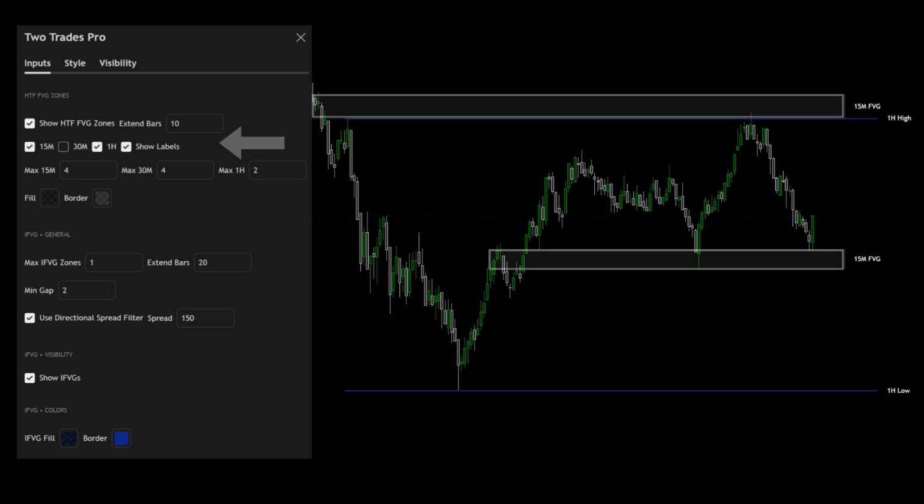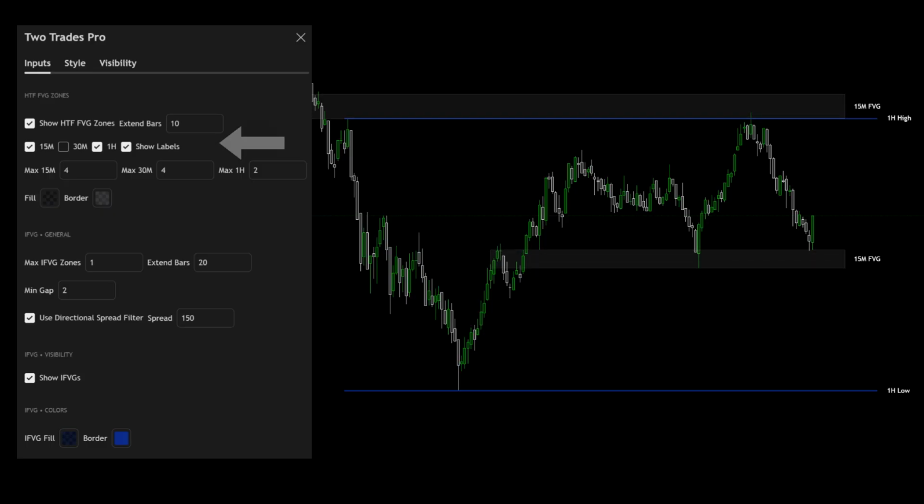You can choose how many zones remain visible per time frame, how far they extend, and whether labels are shown. Zones are automatically removed once fully mitigated, helping keep the chart clean and relevant.